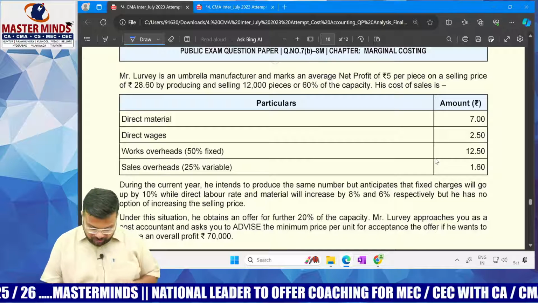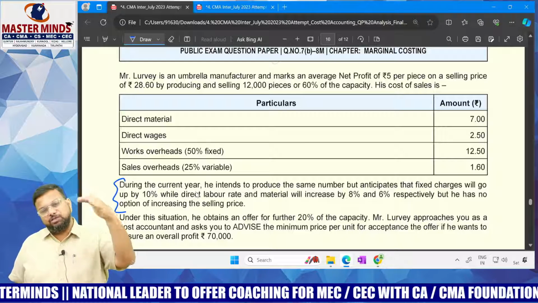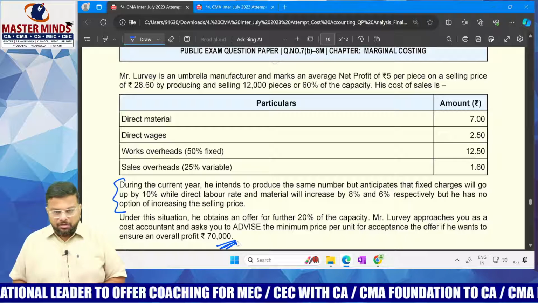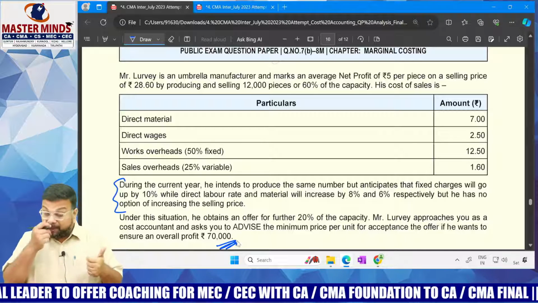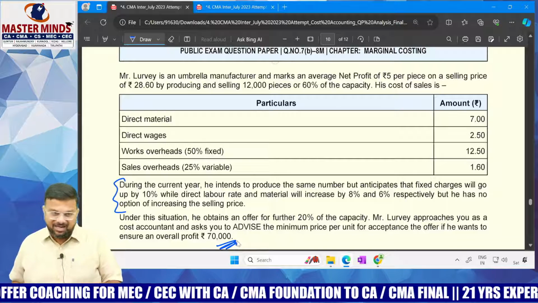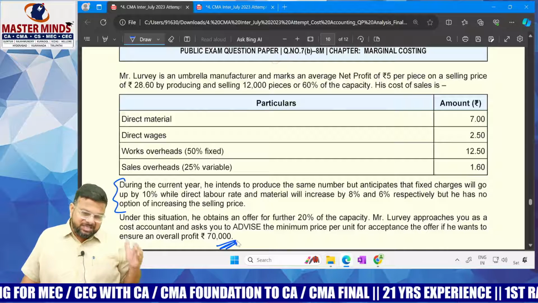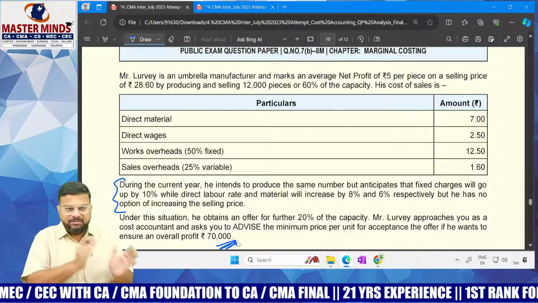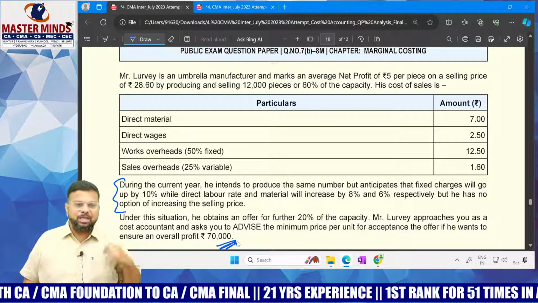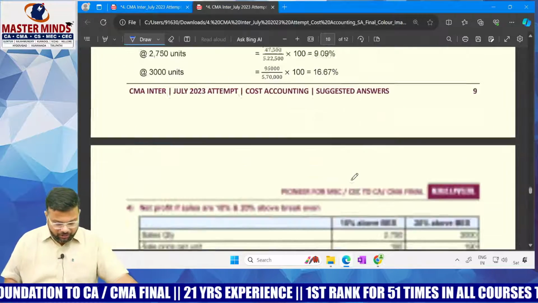Now, in the above situation, we have understood one thing. Cost is increasing, but there is no scope of increasing selling price. So profit will decrease. Now, he wants to earn a fixed profit of 70,000. So how much price does he have to charge for this 20% order? What we will do is calculate profit for the current 60% capacity. Once we calculate profit for 60% capacity, we will subtract that profit from 70,000. The balance profit will be added to the 20% capacity. By adding this balance profit to the 20% capacity, we can determine the selling price. Okay. That is what we have done here also.